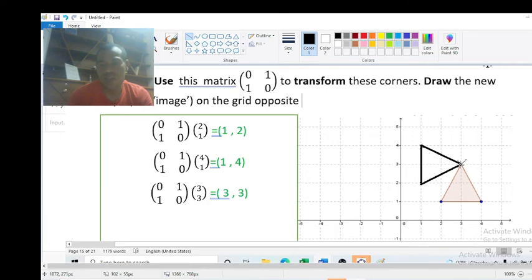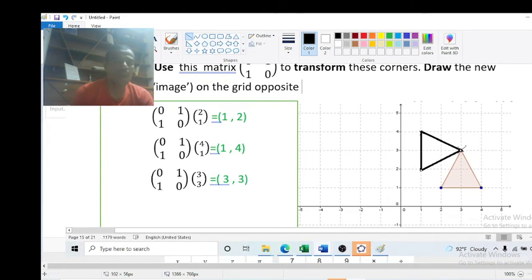After finding the image of the corners of these triangles by the matrix (0, 1; 1, 0), you can see this triangle, let's say, is rotated 90 degrees anti-clockwise about the center (3, 3). Clear? So this is the matrix of rotation of 90 degrees about the center here, (3, 3). Clear? Now I'll make a copy for this one. This is the correct answer, learners.